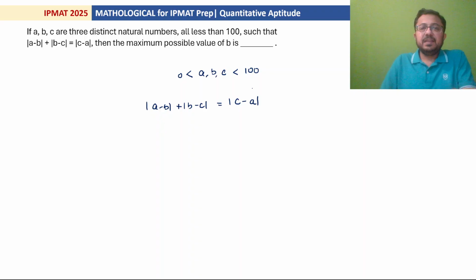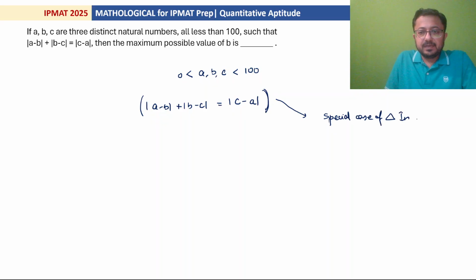Distance between a and b and sum of distance between b and c is equal to distance between c and a. That is only possible when a, b and c all are lying in a straight line. This is basically a triangle inequality. ये जो हमारा equality given है, ये एक special case है of triangle inequality.